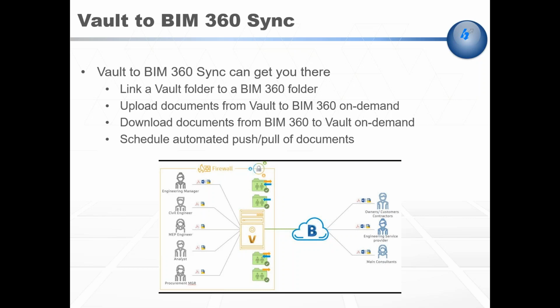And you can do this either on demand, so you can say, I want to push a file up or bring a file down, or you can set it to automatically synchronize to keep all of this data in sync. And what's really interesting is, just like Vault has version control, so does BIM 360. So if I put a Vault document in my Vault, synchronize it to the cloud, make a change to my local document, and synchronize it again, BIM 360 will keep a version history of those changes. So you're not just overwriting data there. You always have that history.